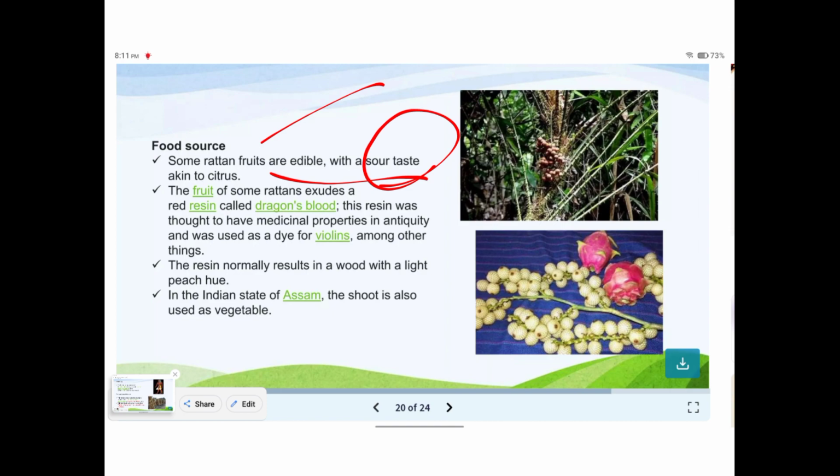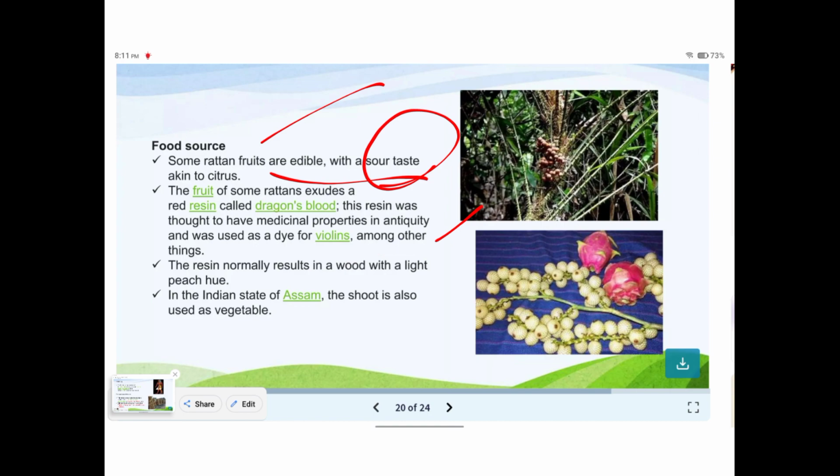Then we have red resin, dragon's blood. Because the rattan fruit also exudes some resin, that is dragon's blood, we also call it that because the color is very red. The resin we obtain from it has medicinal properties. Dye, we may dye from this. Violins, amongst other things. Resin normally results in a wood with a light peach hue.